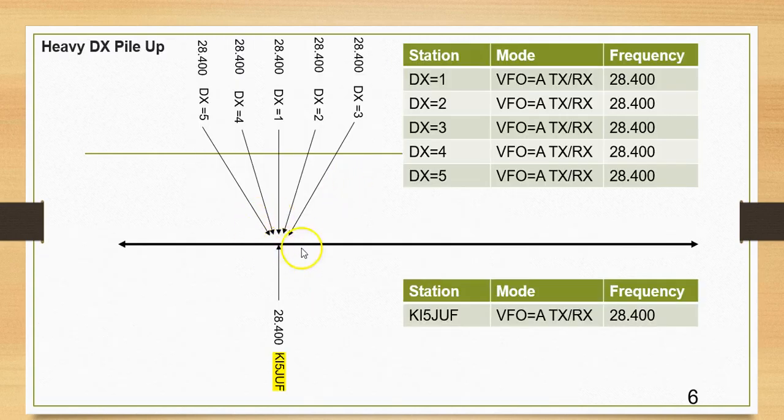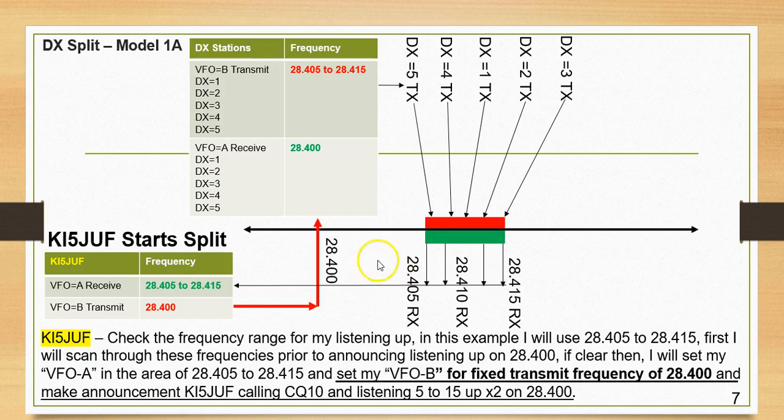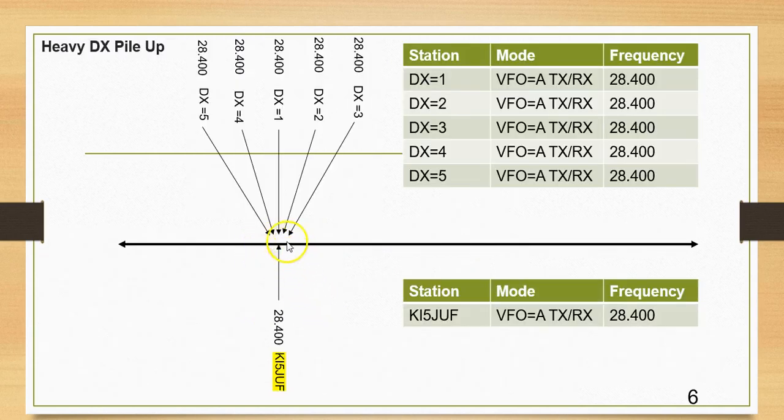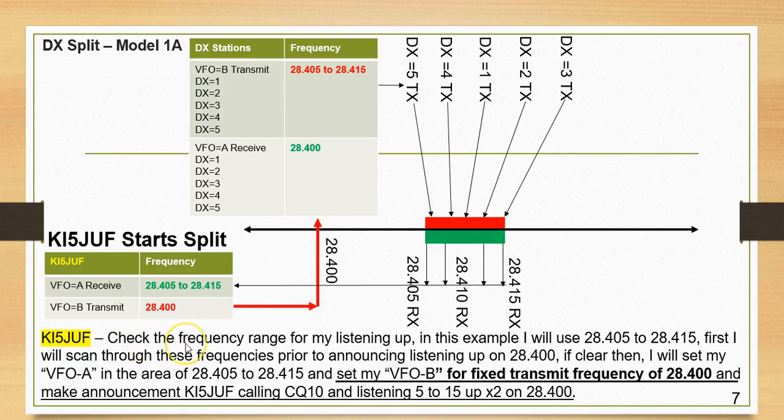Remember, this is where all these guys are sitting right now. They're sitting on 28400 and they're trying to get a hold of me. Once I've verified this frequency range is clear or has minimal traffic, I'm going to make an announcement right here. The announcement is going to be, this is KI5JUF calling CQ10 and listening 5 to 15 up. And I'll make that call twice. This is KI5JUF calling CQ10 and listening 5 to 15 up. Now, I'm going to transmit on 28400.